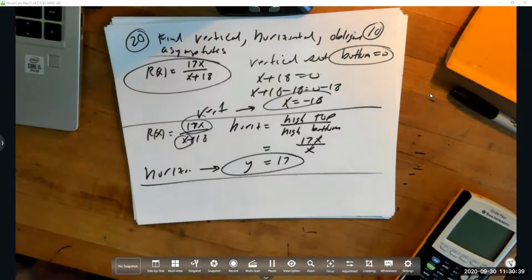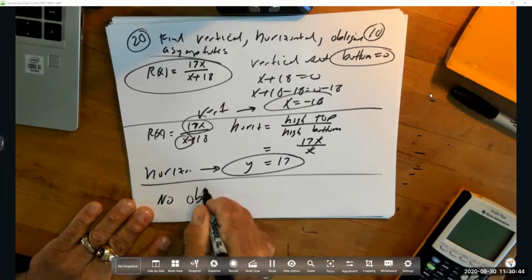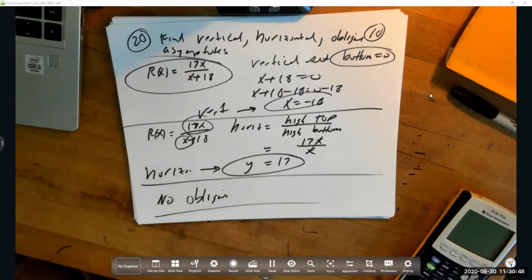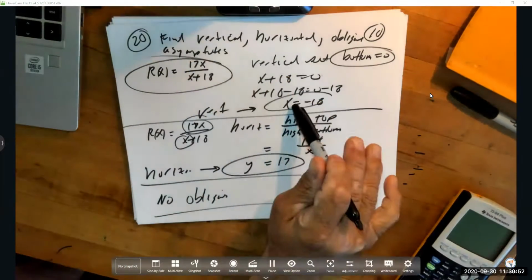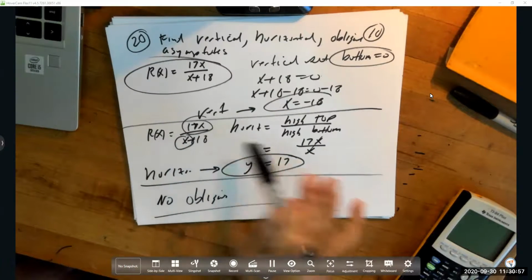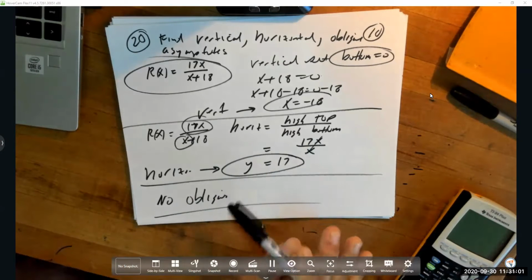Vertical, horizontal. And on these problems, there's no obliques. Just write that down, no obliques. So the vertical: bottom equals 0, work it out. The horizontal: get the highest power on top and bottom, reduce it out, cancel out as much as you can. What's left over is the answer. That's it for number 20.